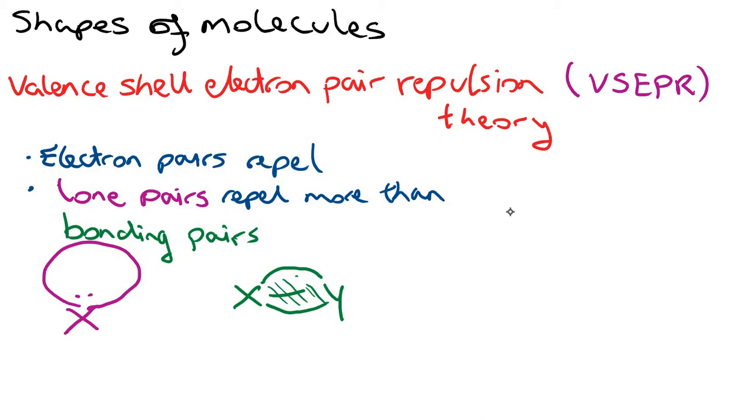Now, that sits in an orbital very, very close to that central atom. That basically means it takes up a lot of space around the atom. If it takes up a lot of space, it's probably going to have a better repelling power than another type of electron pair, such as the bonding pair.